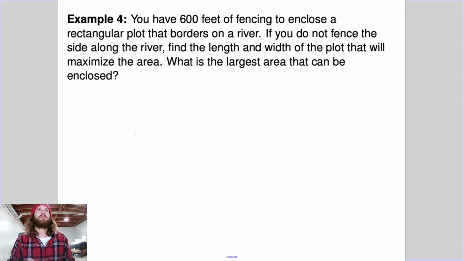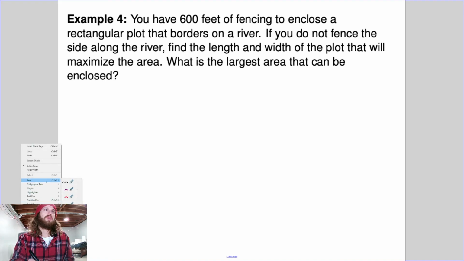Yeah, let's take a look at this next one. I love this question. You have 600 feet of fencing to enclose a rectangular plot that borders a river. If you do not fence the side along the river, find the length and width of the plot that will maximize your area. What's the largest area that can be enclosed? Oh, this is so fun. I'm going to draw a little picture.